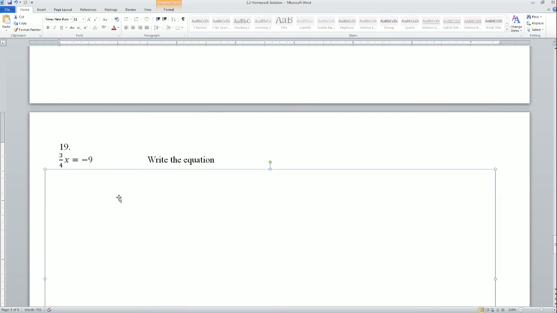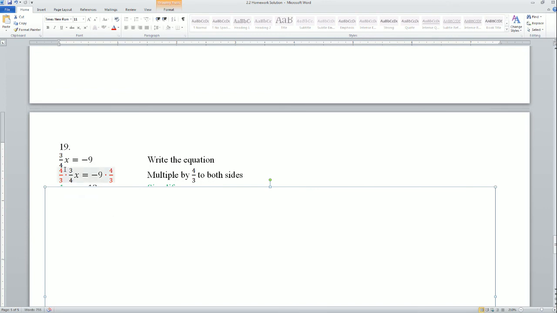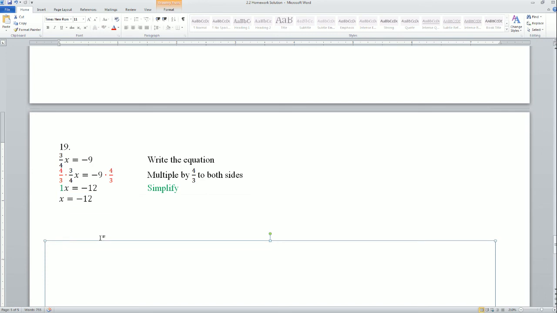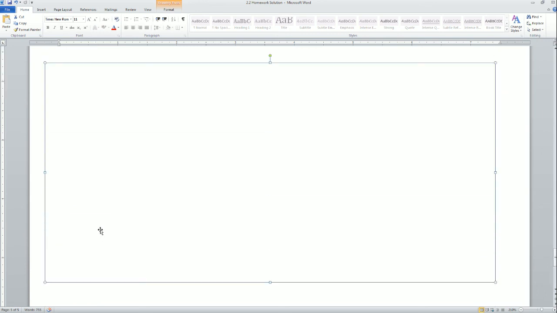19. 3/4 x equals negative 9. Multiply by the reciprocal, so flip that. It's 4 over 3. Multiply, you get 1x equals negative 12. Simplify, x equals negative 12. And there you go. Those are all the solutions.